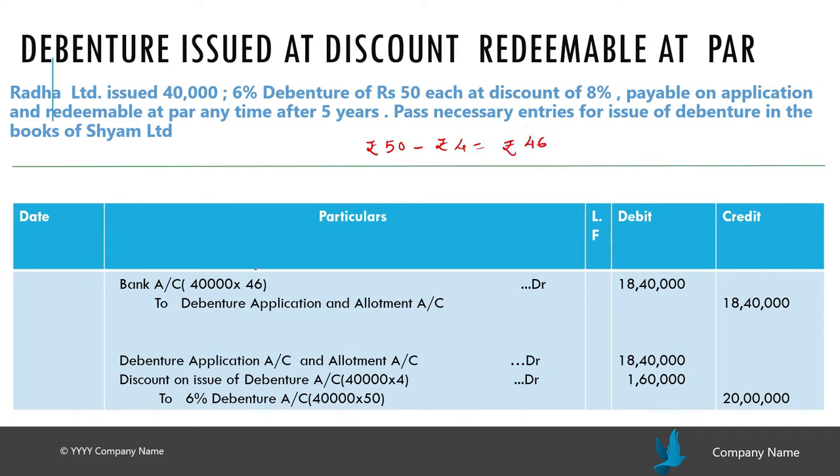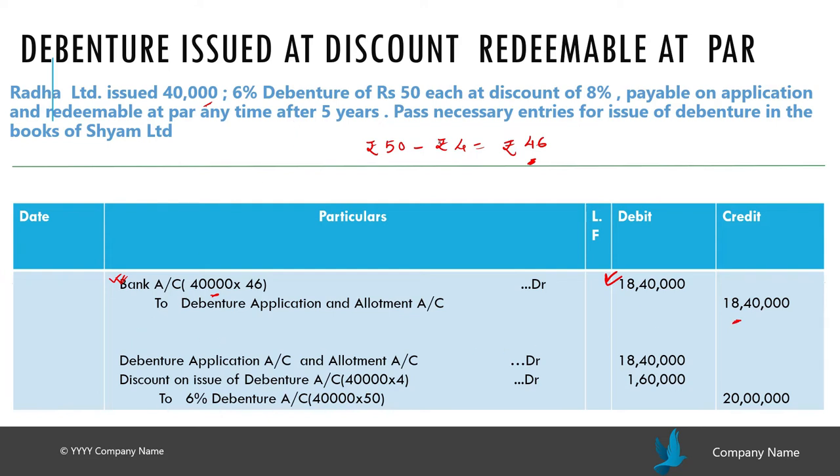Now per debenture cost will be 46. So the amount which will be received at the time of issue will be 40,000 debentures into rupees 46, so it will be 18 lakh 40,000. Bank account will be debited with 18 lakh 40,000 at the time of issue of debenture. And the journal will be bank account to debenture application and allotment account 18 lakh 40,000.